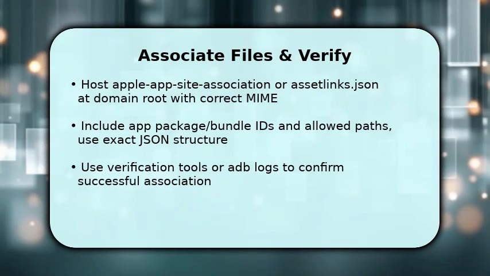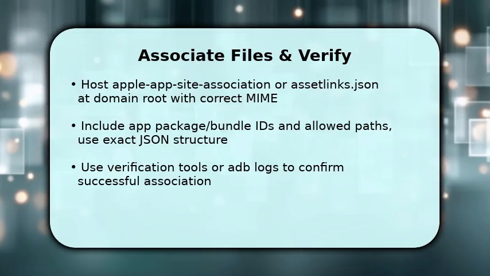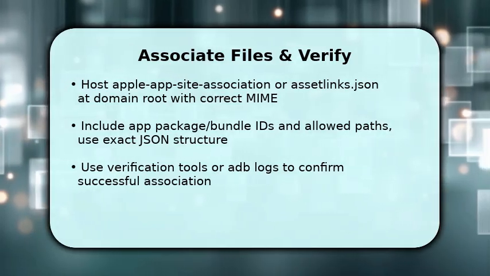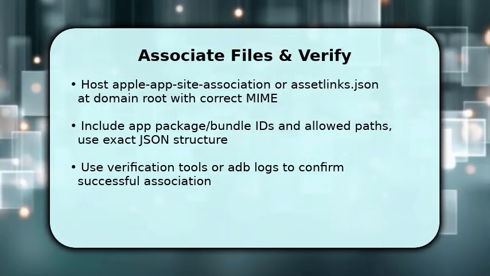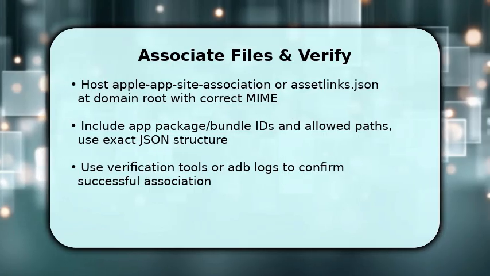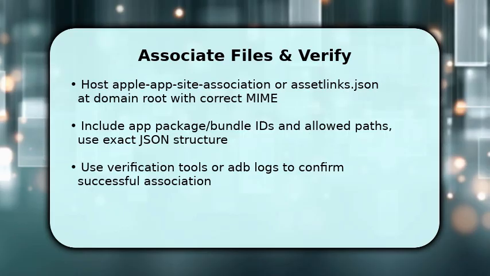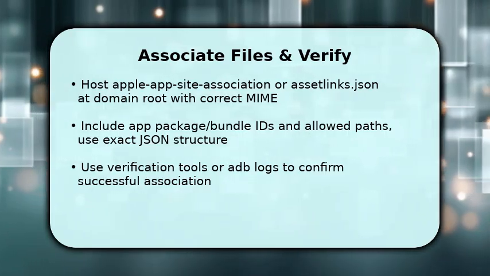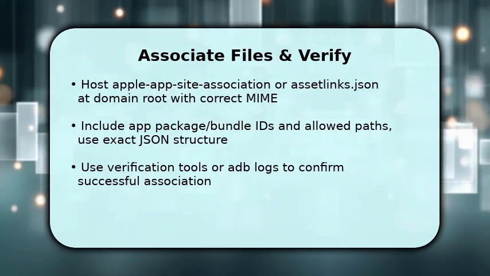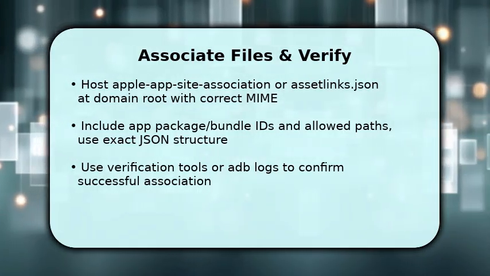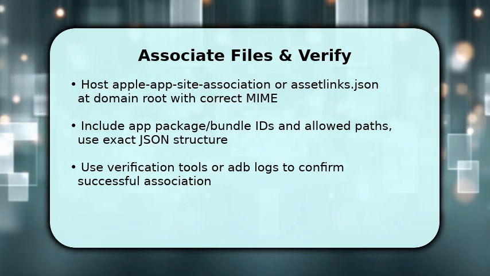Now you create and host the association files: asset links JSON for Android, Apple App Site Association for iOS. Place them at the domain root with the right content type. They must list your app identifiers and allowed path patterns so the platform can match URLs. Once the files are live, use platform verification commands and device logs to confirm the OS fetched and accepted them. If verification fails, inspect the JSON, content type, and HTTPS certificate chain to find the mismatch.